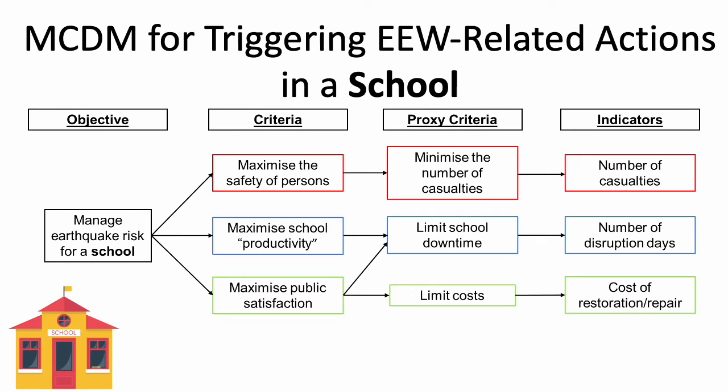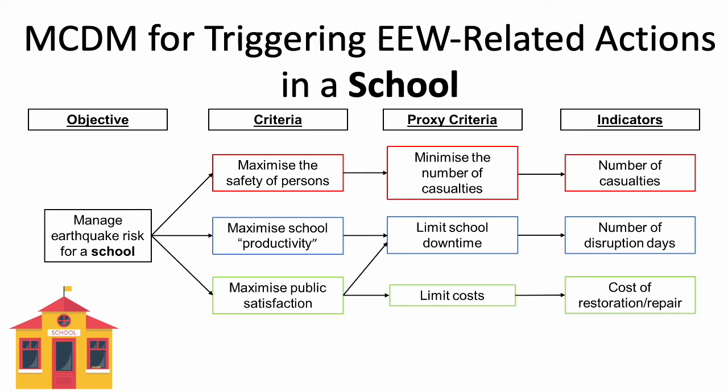an example case study. So let's assume we want to install earthquake early warning in a school. Now in this case, the stakeholder might be the headmaster of the school, and their criteria might be, okay, I want to maximize safety, I want to minimize school disruption, and I want to maximize public satisfaction.